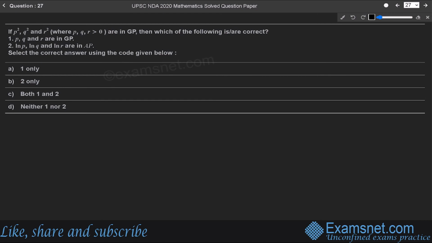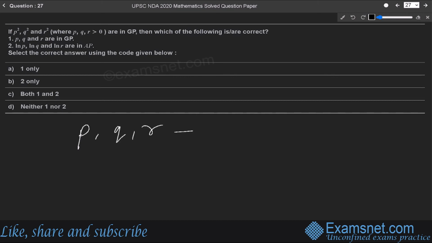Next question is, if P square, Q square and R square are in GP where P, Q and R are greater than 0, then which of the following are correct? The statements are: P, Q and R are in GP, and log P, log Q and log R are in GP. Before moving on to this question, let us understand a basic concept.